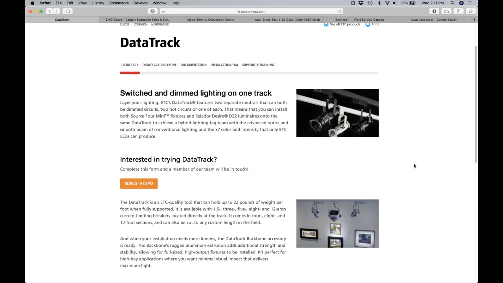We have a Desire lineup. We have Iridian FPZs and wash fixtures, as well as Source 4 minis. We also have the track adapters to be able to put third-party heads on the data track as well. So if you've got a dedicated custom design fixture or another manufacturer's, we probably have a solution to get track adapters to put you on our architectural data tracks as well.